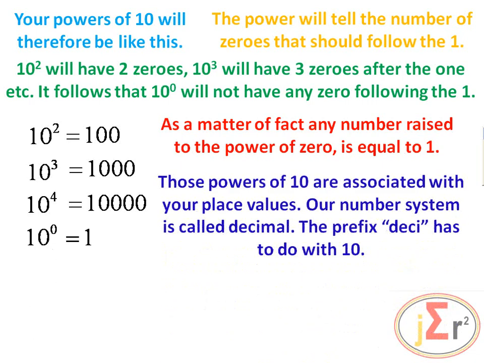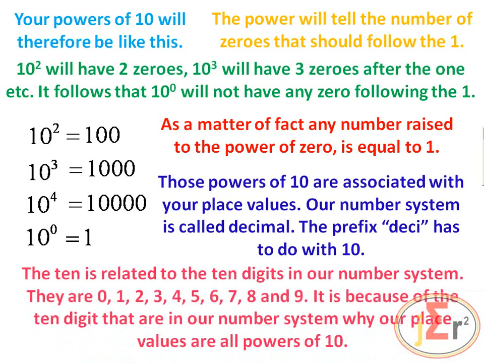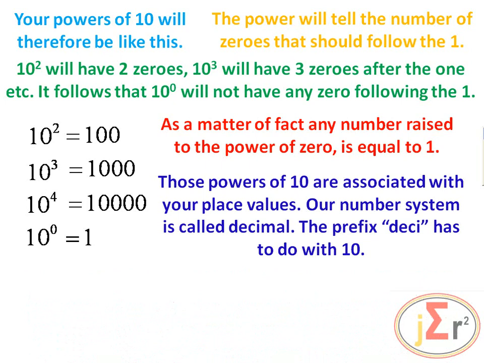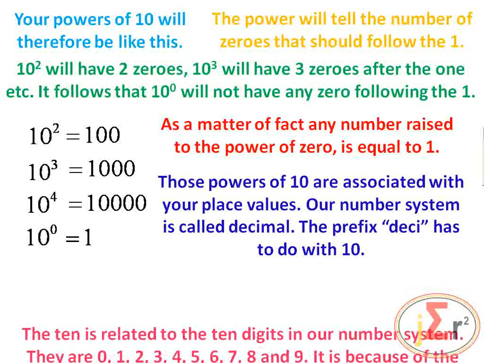Those powers of 10 are associated with your place values. Our number system is called decimal. The prefix deci has to do with 10. So for your place value of, say, 100, you have to consider that the number should be followed by 2 trailing zeros.